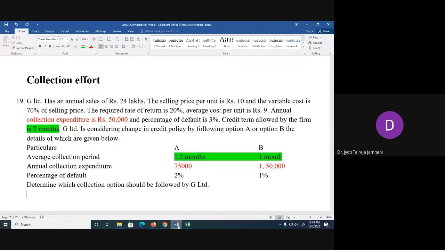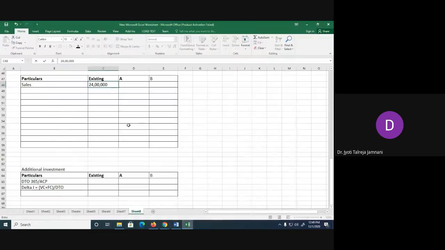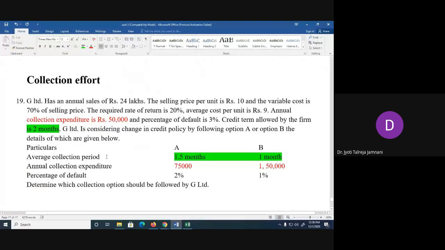They have not told you that the sales will increase or decrease. So we will take sales as same for all the three options, because when we saw the options here, they have not mentioned anything about sales. They've only spoken of average collection period, annual expenditure, and percentage of default. So nothing is happening to sales when we do this. So sales are going to remain same, 24 lakhs.